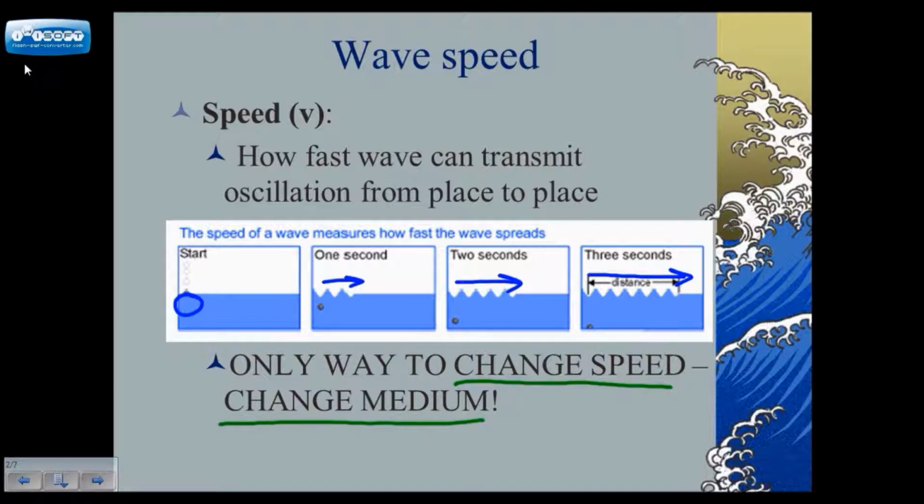So for example, if you're sitting at a concert, you're not going to hear higher pitches first or lower pitches first. You're going to hear them all at the same time. They're going to come to you at the same time, same speed. But sound travels differently in different mediums. For example, sound travels slowest in air, but fastest in a solid. So the only way to change speed is to change the medium.